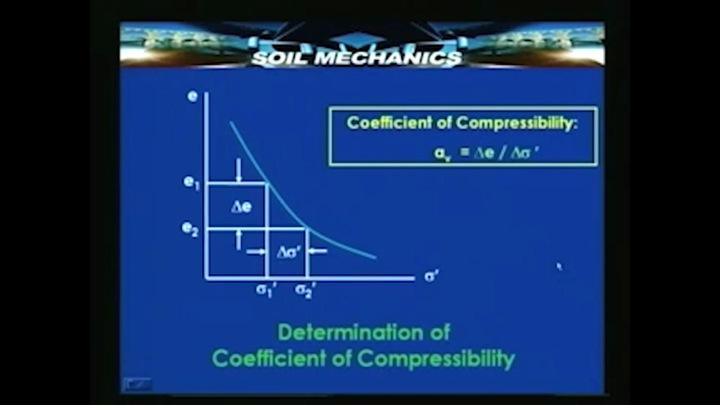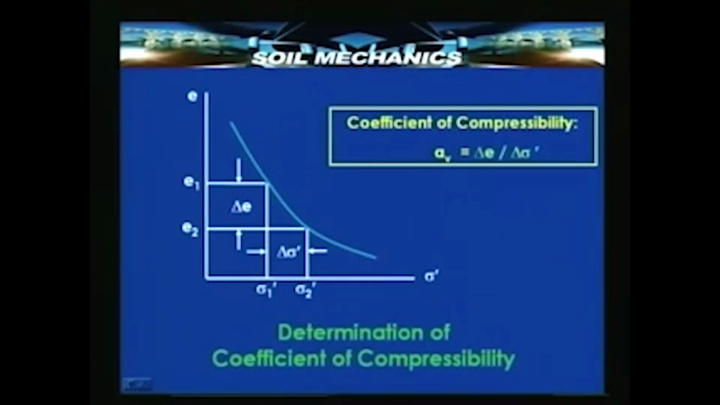Now, we come to a very important parameter, which is what is essentially useful in time rate of settlement calculation. This parameter also defines compression in some ways, but it is different from the compression index in the sense that here we do not make any assumption regarding a straight line relationship in a logarithmic plot. We in fact take a relationship directly from the e-p or e-sigma dash curve.